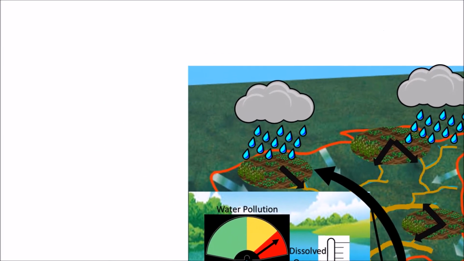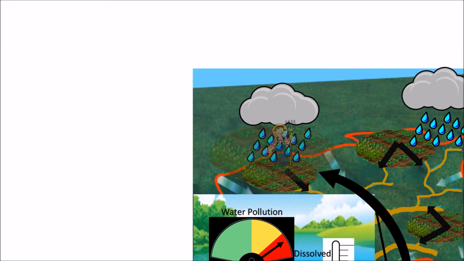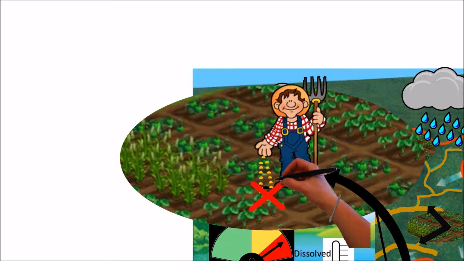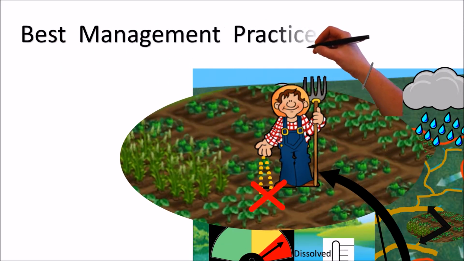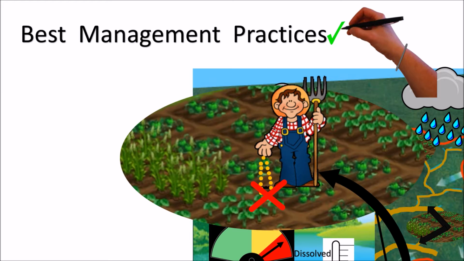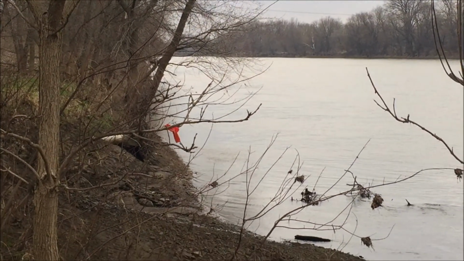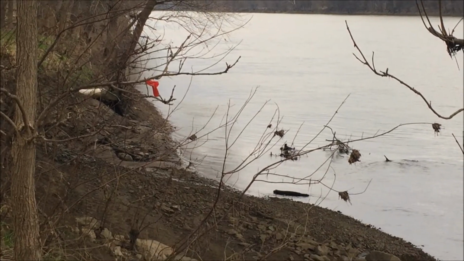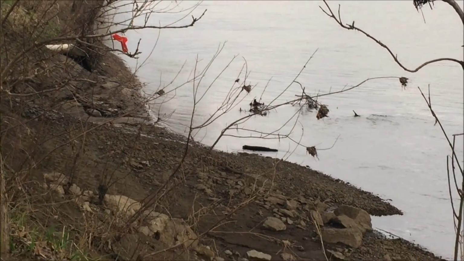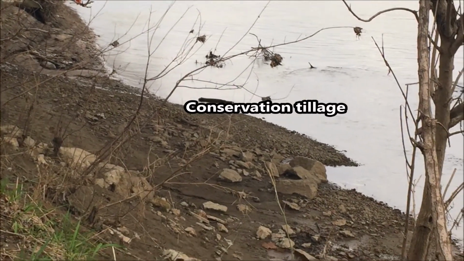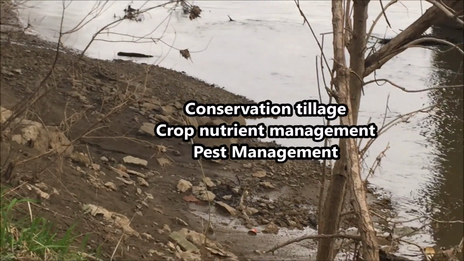In other words, we have to adopt strategies that will reduce nutrient input to soils or implement best management practices which will limit nutrient and sediment transport to adjacent water bodies. Some of the major agricultural management practices to reduce non-point source water pollution from croplands include conservation tillage, crop nutrient management, pest management, and conservation buffers.